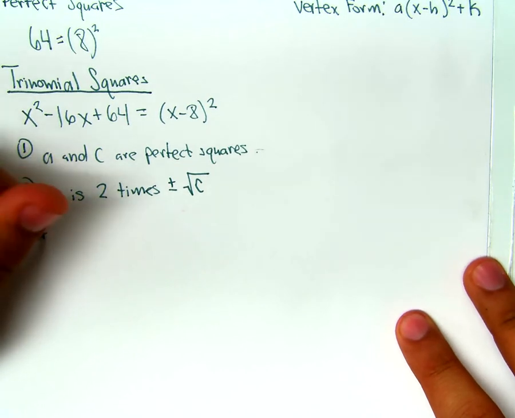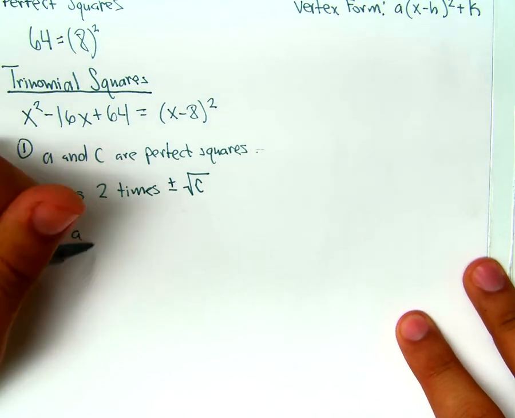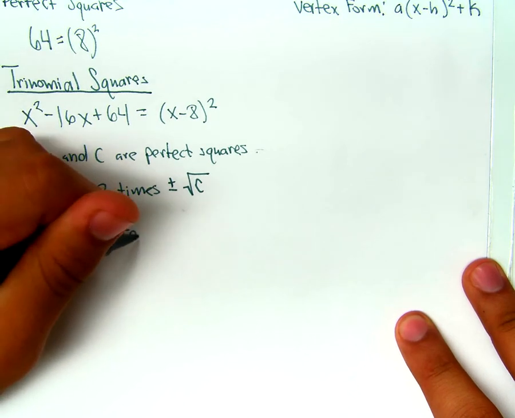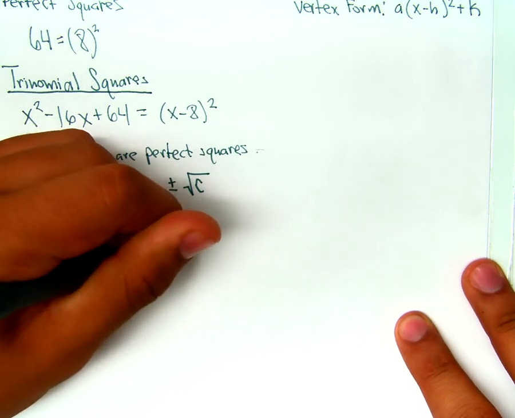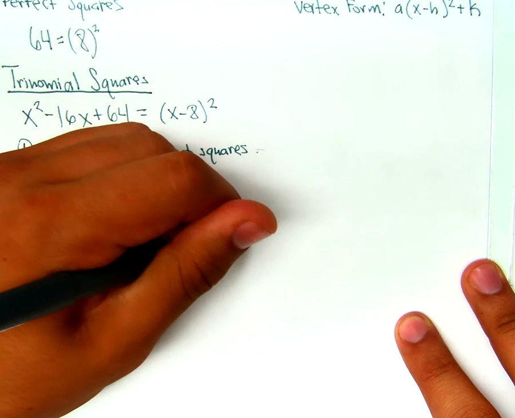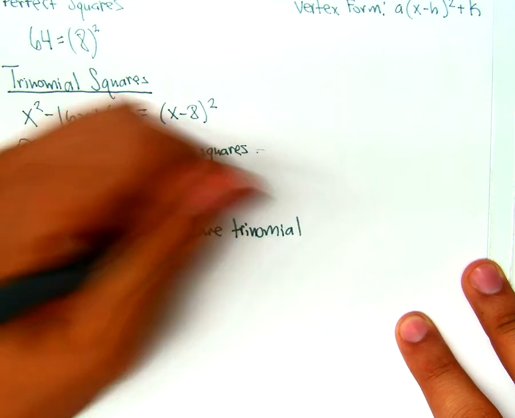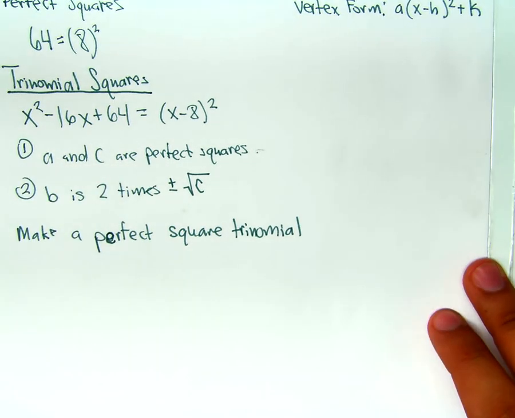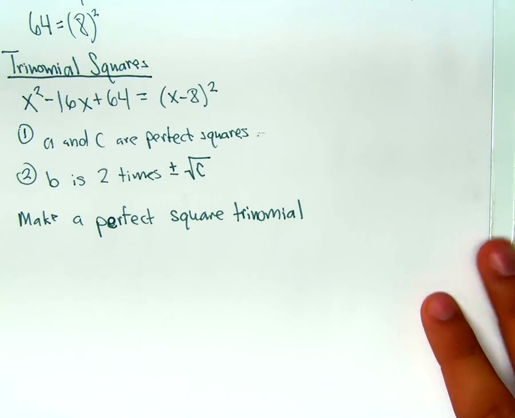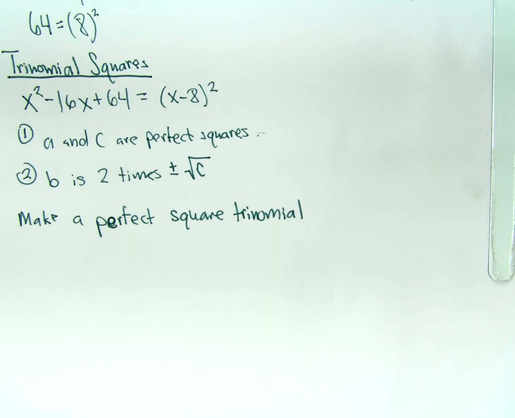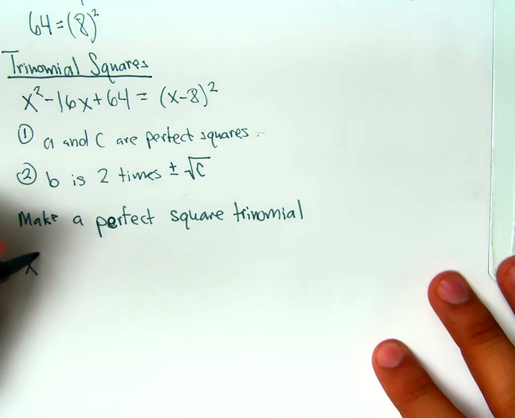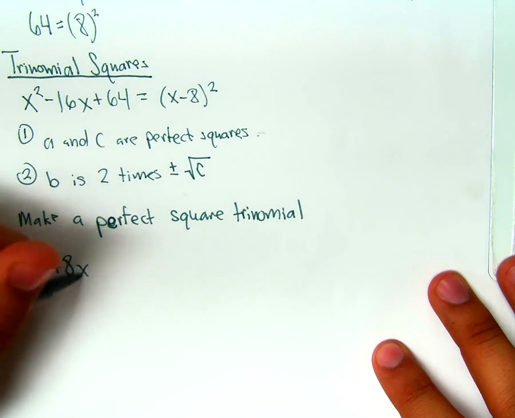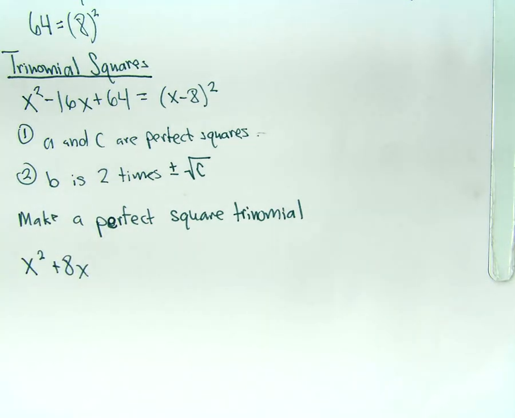So we want to be able to make a perfect square trinomial. Okay, that's an E, not an O. We want to make a perfect square trinomial. So if we were given x squared plus 8x, alright, and we want to make this a trinomial square, okay, we have to add c.